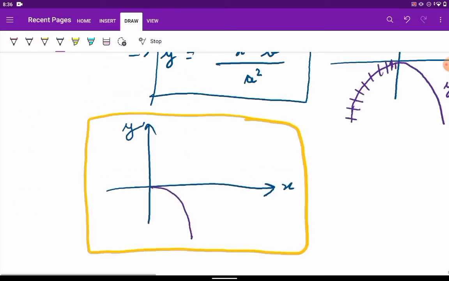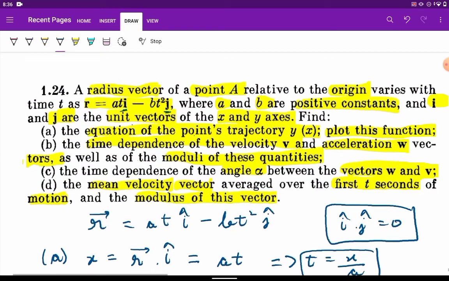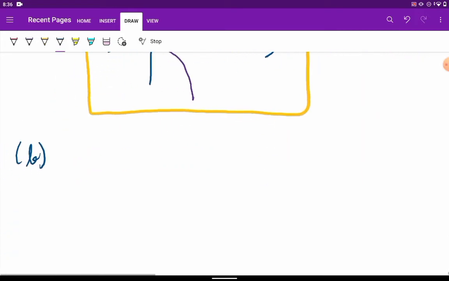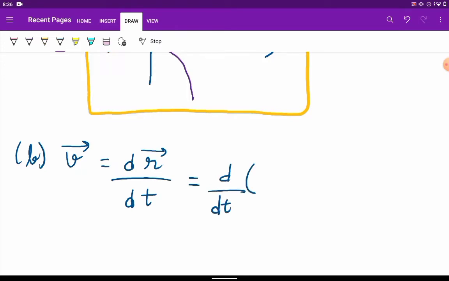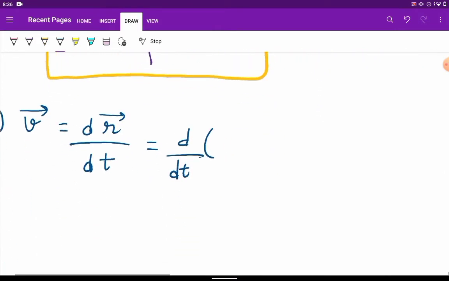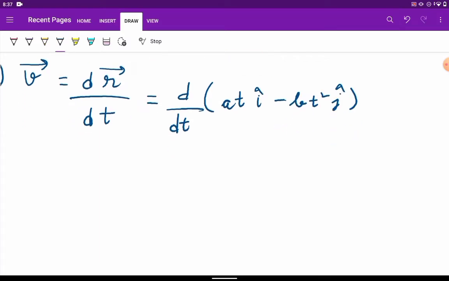Okay, all right, now let's go to b part. In b part, what they have asked is time dependence of velocity v and acceleration w vectors as well as the moduli of these quantities. This is very simple. So velocity vector v is nothing but the rate of change of the radius vector with respect to time. Just need to substitute that. So r is nothing but at i cap minus bt square j cap. Obviously it's very simple to differentiate.